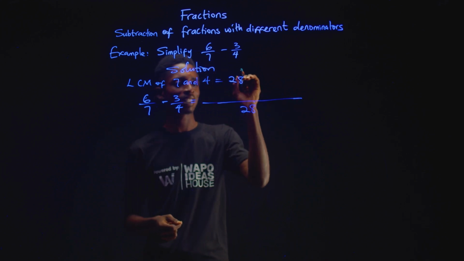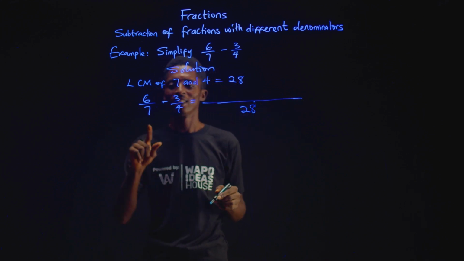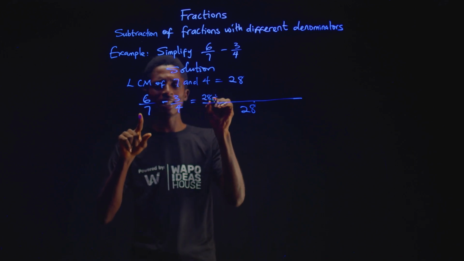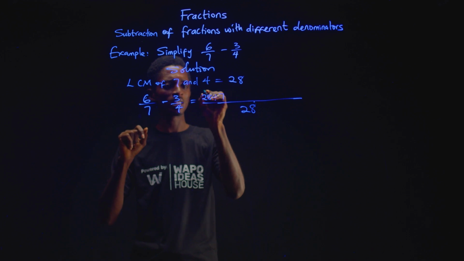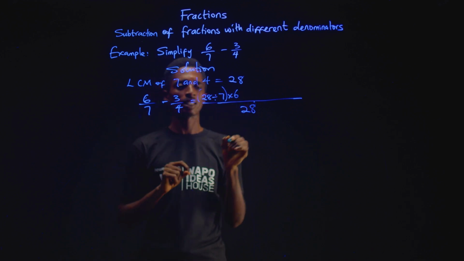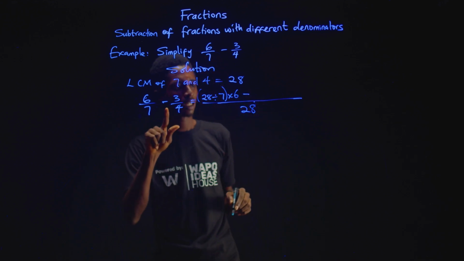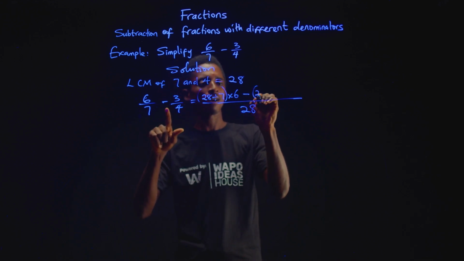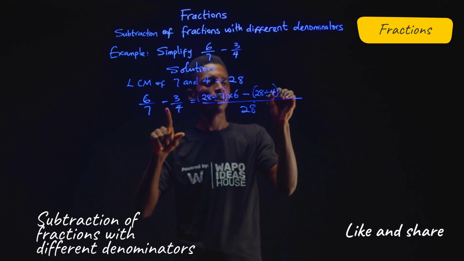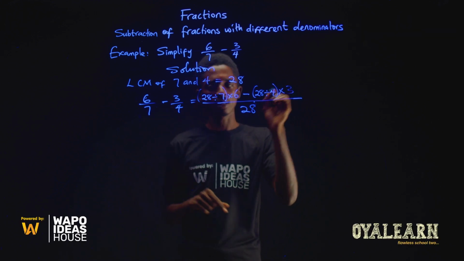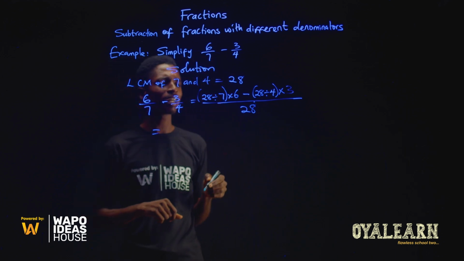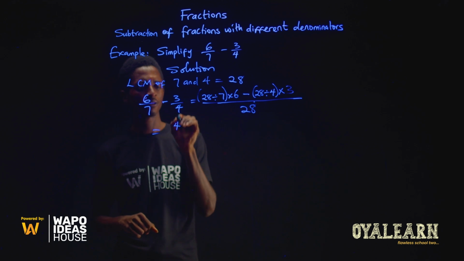So we have 28. Now to the first fraction, we'll have 28 divided by the denominator here, which is 7. And then you multiply the result by the numerator, 6. Minus, to the second fraction, we have 28 divided by 4. Multiply that by 3.